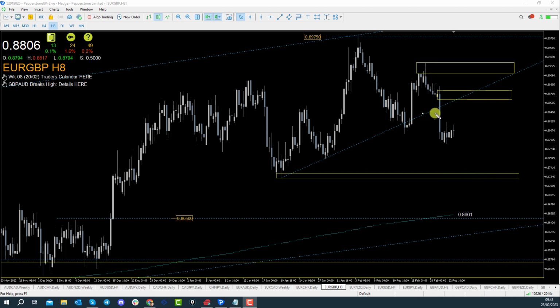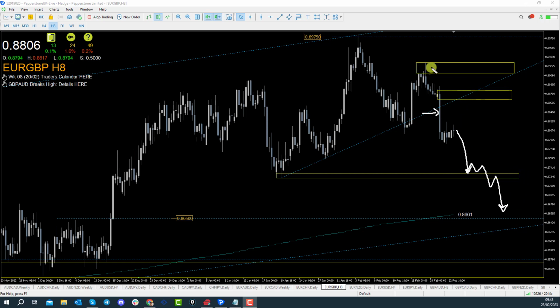But again, you can see how aggressive sellers got here recently. So I'm looking to see if sellers get aggressive again down to that key area of support. And then if we bounce and break, we can then look for that further downside to the 0.8650.